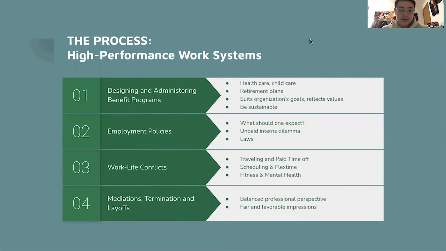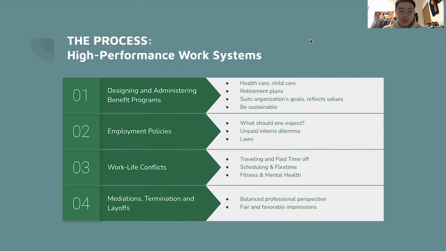Number 3 is work-life conflicts. This is the balance between your work and your life. What is our company doing better than the next in terms of work-life balance? Are we offering better scheduling and flex time, or are we offering better vacation and paid time off? Those are some things to think about in work-life conflicts. Another one is mental health. Is our job straining your mental health or your physical health, or is it improving your mental health and your physical health? Those are some other things to think about in work-life conflicts.